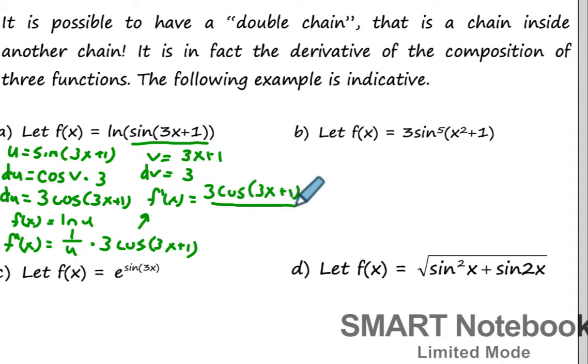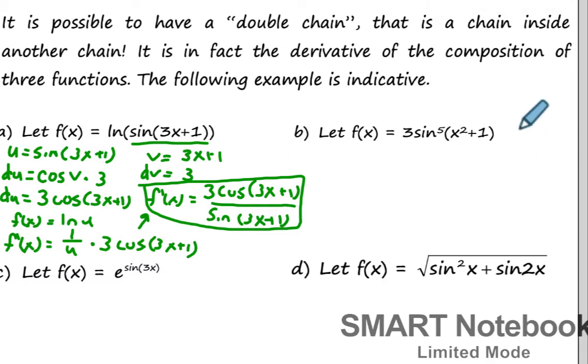And in the denominator, I have u, which is defined as sine of 3x plus 1. Now you can leave it like this, it's completely legit, or you can recall that cosine divided by sine is cotangent, and also a correct answer would be 3 cotangent of 3x plus 1.